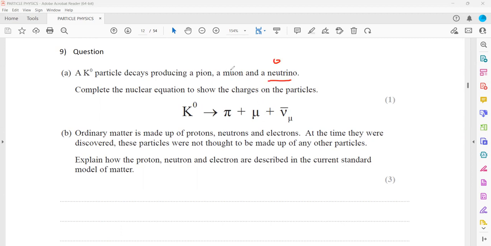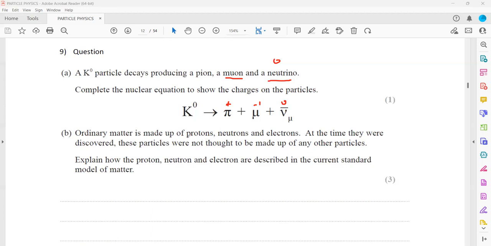Then what is the charge of the muon? The muon is negatively charged, like the electron. They have negative charge, so it will be -1. So if this is neutral, this is -1. So what should be the charge on the pion? The pion should be positive, as there should be a conservation of charge.